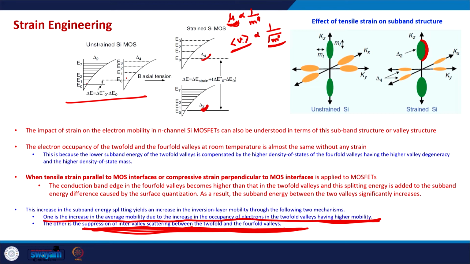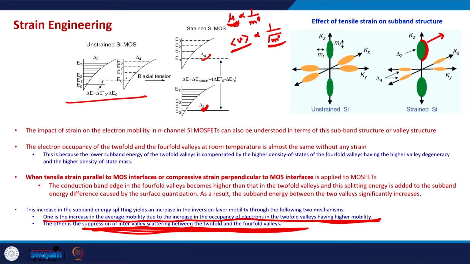But if we apply the other kind of strain, if we for example apply compressive strain in xz direction, in that case reverse might also happen. So this strain engineering needs to be done very carefully. We first need to understand what kind of strain produces enhancement in mobility along the channel direction, along the direction of electron movement, and what kind of strain produce suppression of mobility.